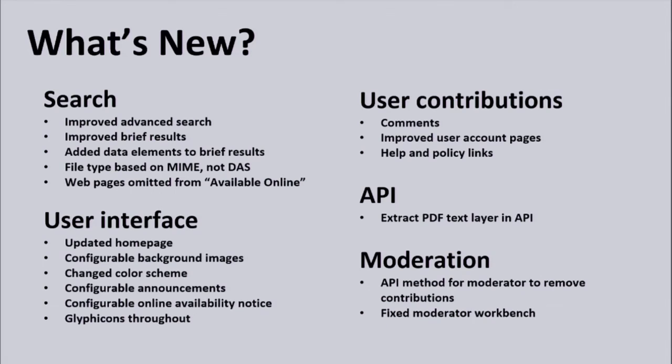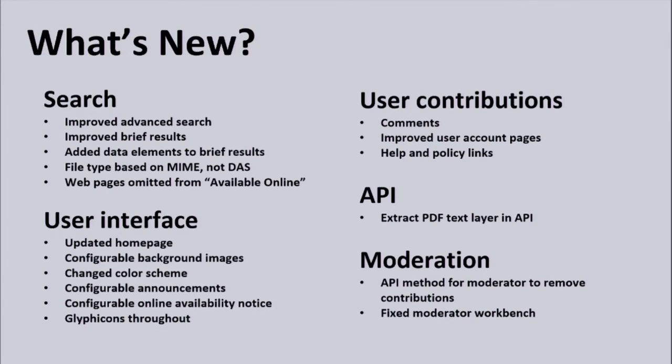This basically means that before the file types were manually entered and oftentimes inaccurate. Now, for digital objects, it actually pulls what the real file type is. We also cleaned up the available online tab in the brief results. We used to have both digital records and web pages in there, but we actually removed the web pages and left those in a separate tab just for web pages.